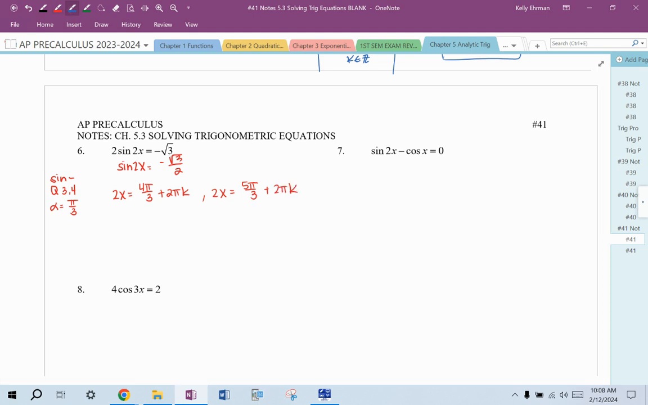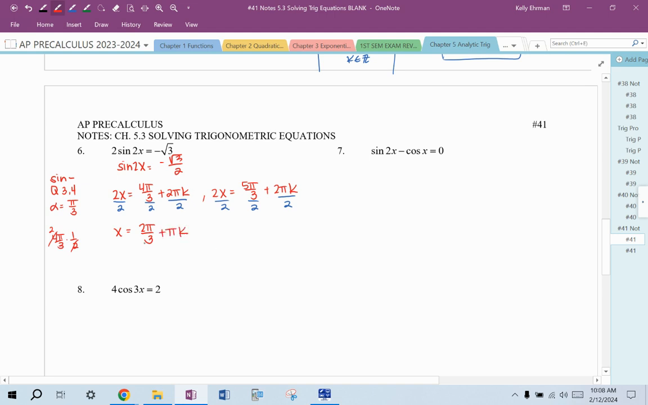Now, when I solve for x, I've got to divide by 2. You need to divide everything by 2, including the 2 pi k. That's important. All right, so x equals 4 pi over 3 divided by 2. So 4 pi over 3 times 1/2. The 4 and the 2 reduce. So that's 2 pi over 3. Instead of plus 2 pi k, it's now plus pi k.